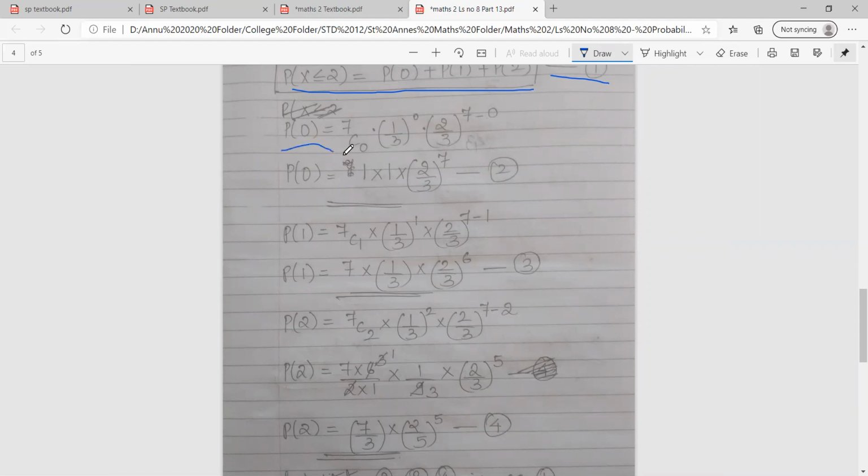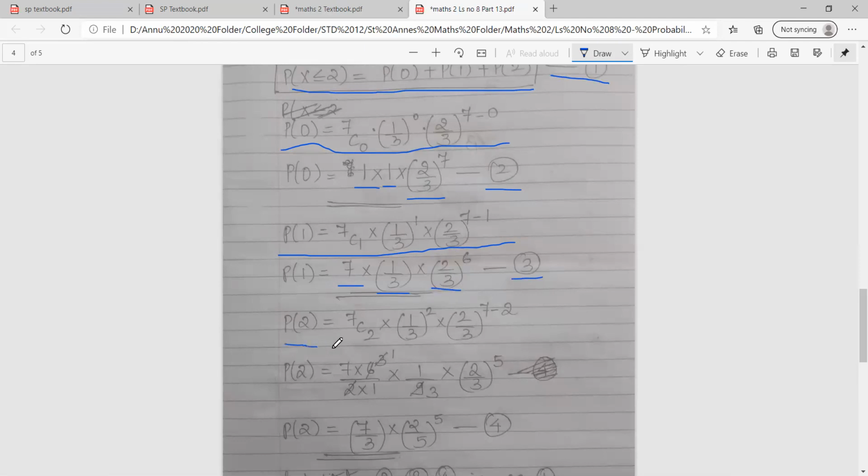So first I'll start with P of 0. This is what I get after putting the values in the formula. So 7C0 is nothing but 1. (1/3) raised to 0 is also nothing but 1. (2/3) raised to 7, I keep it as it is. I don't open it. So I name it as point number 2. Now we find out P of 1. So this is the value which I get on substitution in the formula. So 7C1 gives me 7 into 1 by 3 into (2/3) raised to 6. So again, I don't open it. I name it as point number 3.